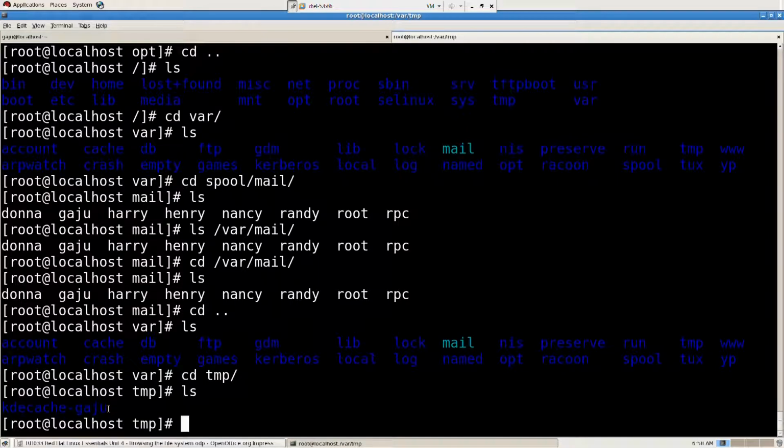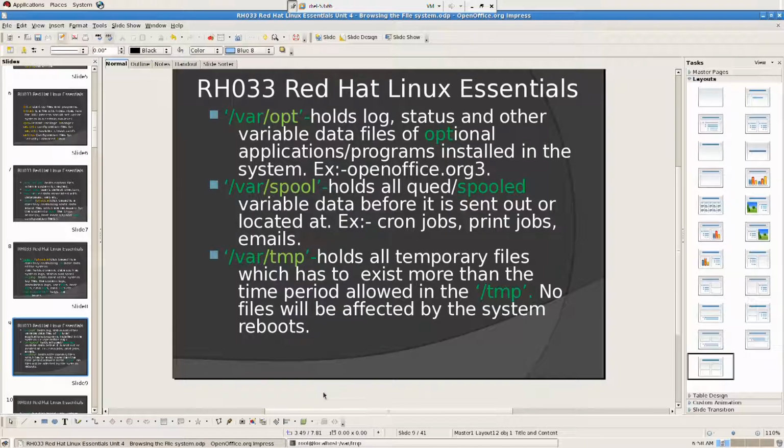As you can see, KDE cache. So I logged into KDE, the KDE desktop. All that cache, the temporary information, is stored here. So even if I reboot the unit, or I log out of KDE and then log into the GNOME desktop, I still have that information here, so it will not be deleted automatically. Sometimes it does, but most of the time it isn't. They will not be affected by reboots.